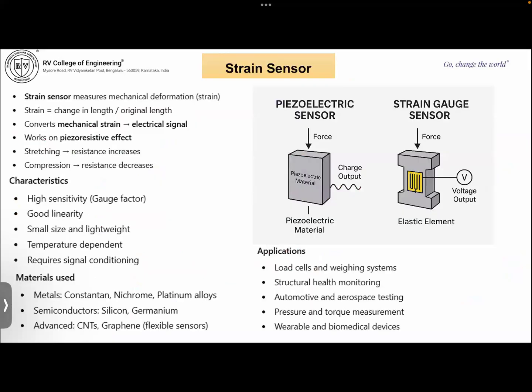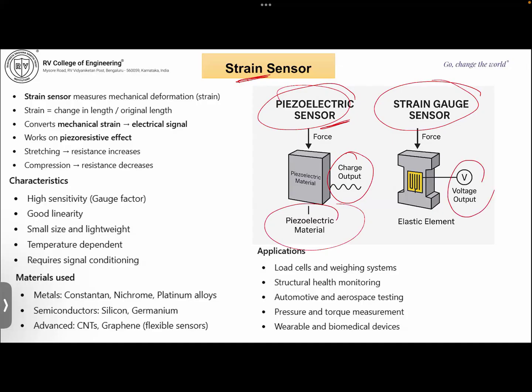The next one we have is the strain sensor. Strain sensor is also similar to the piezoelectric sensor. You can see this is the comparison of strain sensor and physical sensor. Here the output is charge in case of piezoelectric sensor, but in case of strain sensor, the output is voltage. It is similar, but there is a change in the voltage output.